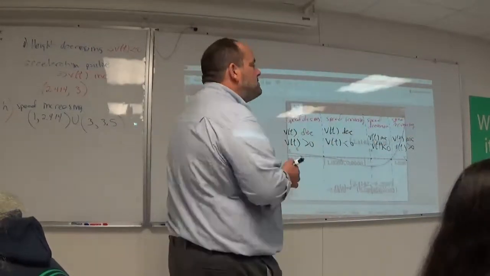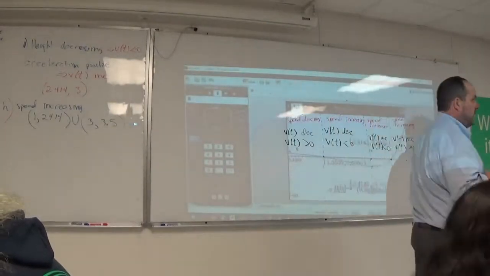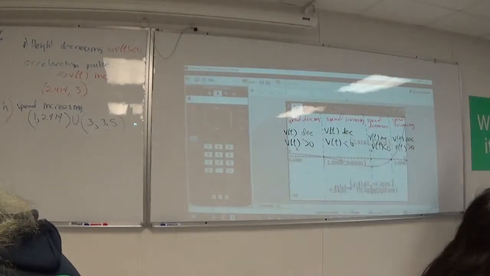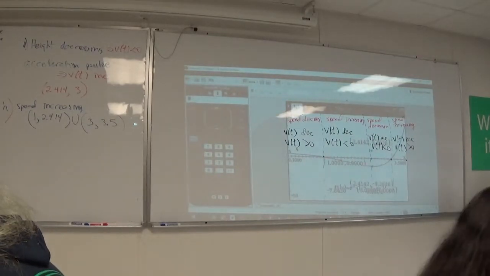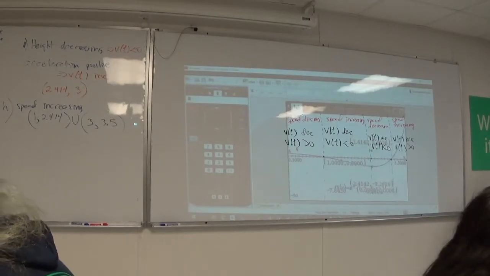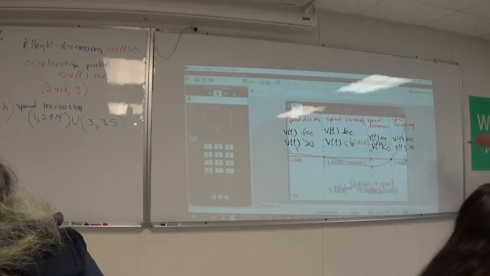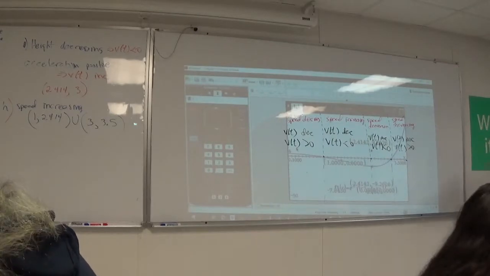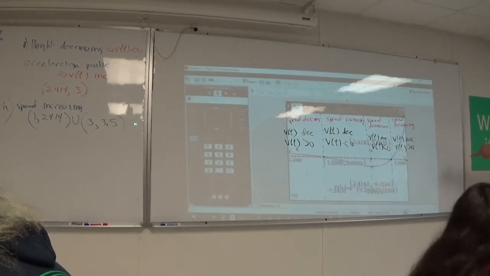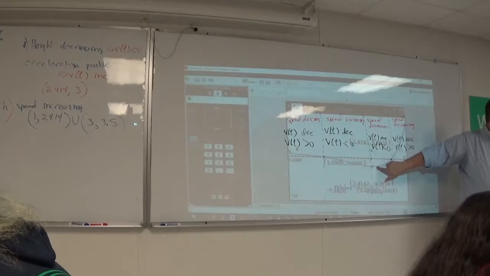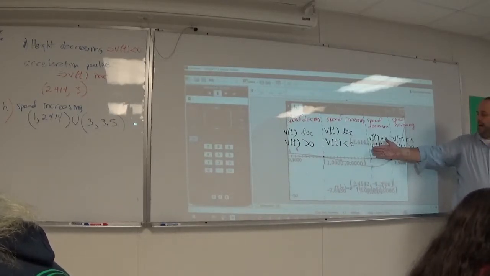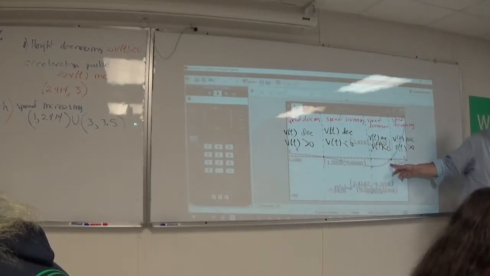Okay, let's try another one. Velocity is negative and increasing. What's speed doing? Decreasing. Velocity is negative. You're below the x-axis. Imagine velocity negative and increasing. Take the absolute value. What happens? You're now positive, but you're decreasing.